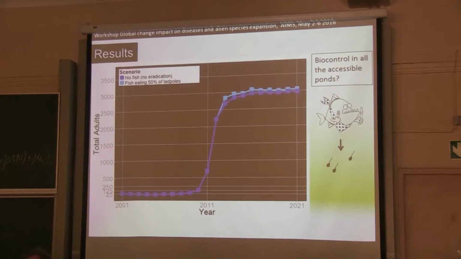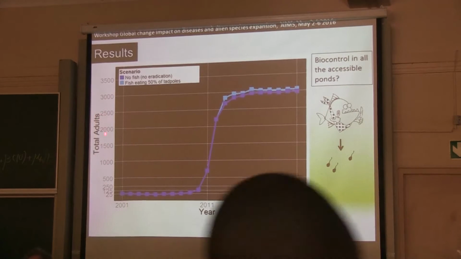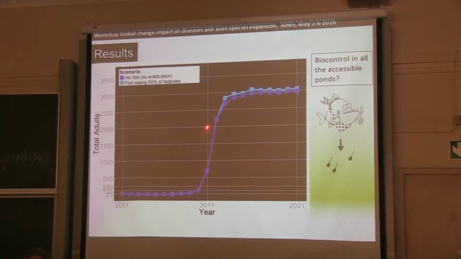So here we are adding fish that are eating 50% of these tadpoles. So it's a big amount of tadpoles, but as you can see, this is the total number of adults in our population. As you can see, we are not getting any result. The result here is that we are not getting any result because the survival of metamorphs and tadpoles is density dependent.